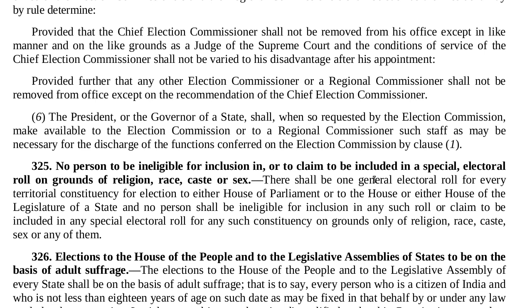There shall be one general election roll for every territorial constituency for election to either House of Parliament or to the House or either House of the Legislature of the state, and no person shall be ineligible for inclusion in any such roll or claim to be included in any special electoral roll for any such constituency on grounds only of religion, race, caste, sex or any of them.